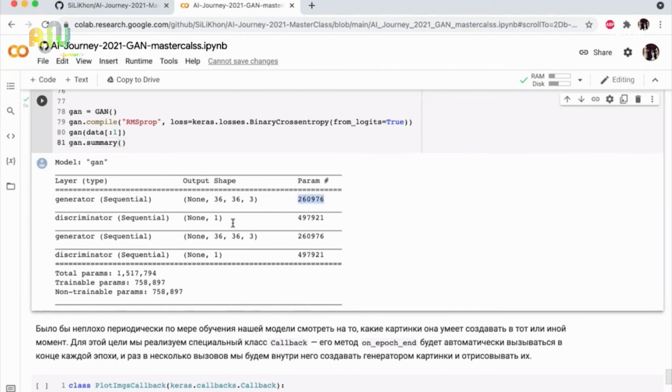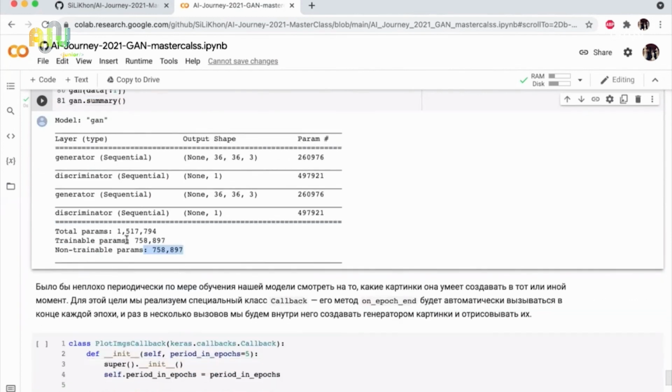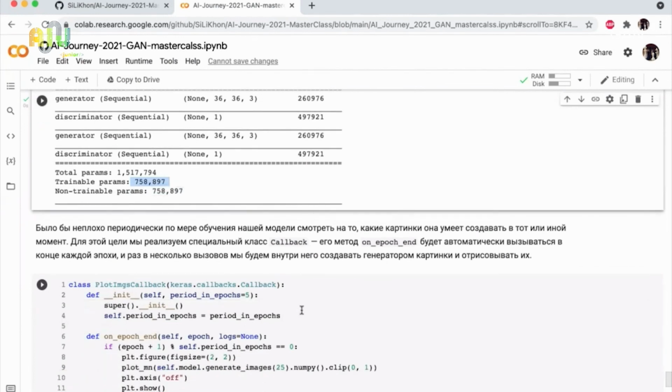For instance, the generator has 260,000 parameters. The discriminator has almost 500,000 parameters. We also have here 2 more, a generator and a discriminator. These are the frozen copies. These parameters are not trainable, and we can see it here. So we have a set of non-trainable parameters and trainable parameters.